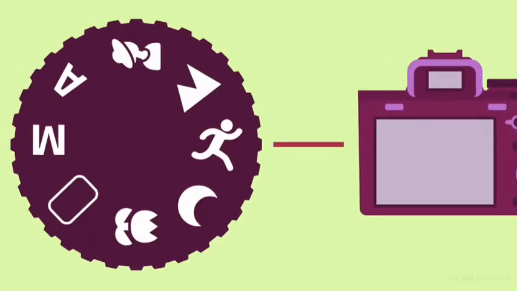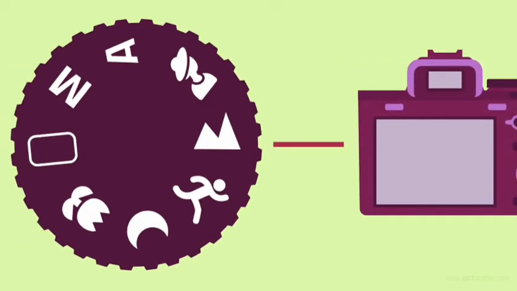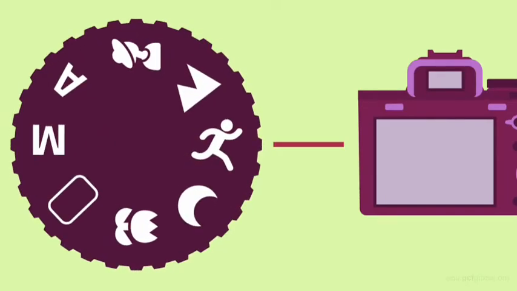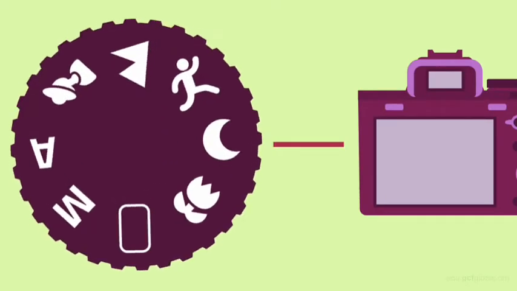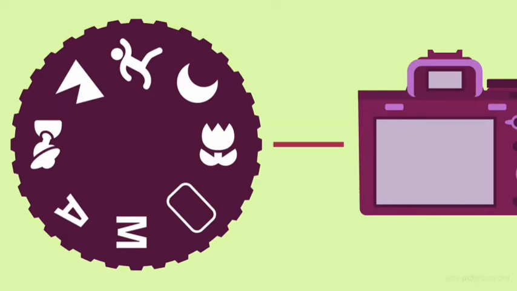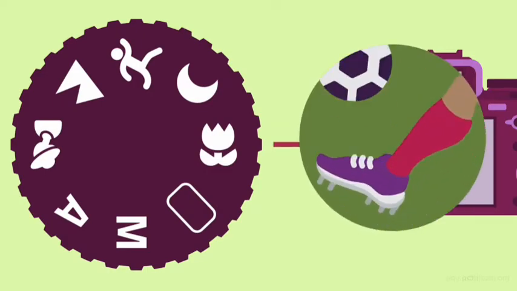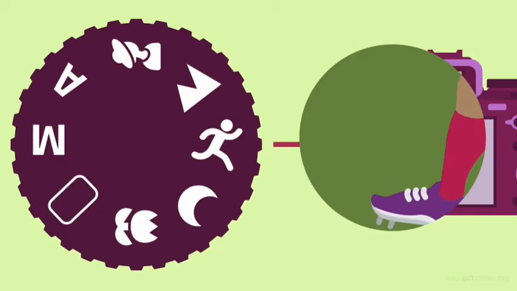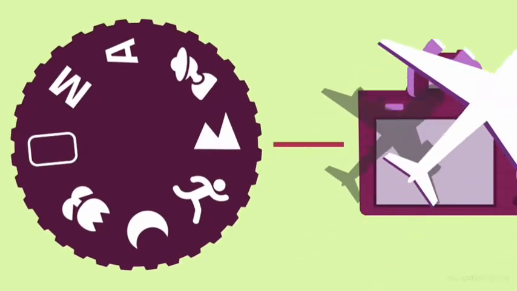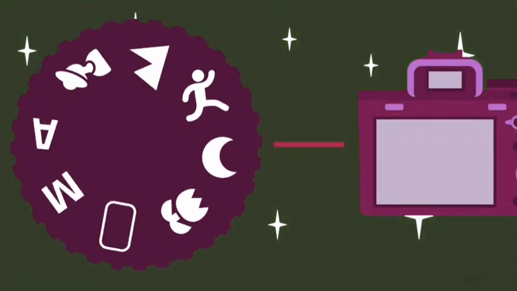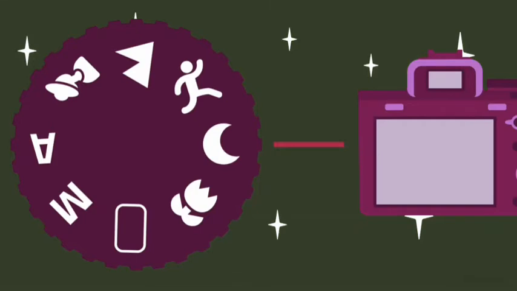Finally, most cameras have a control knob or wheel which you can use to quickly scroll through different operating modes or settings. These are default settings used for specific situations. For example, if you are photographing a soccer game, you can use the sport mode. If you're traveling, you might use the landscape mode. And for night shots, there is night mode.